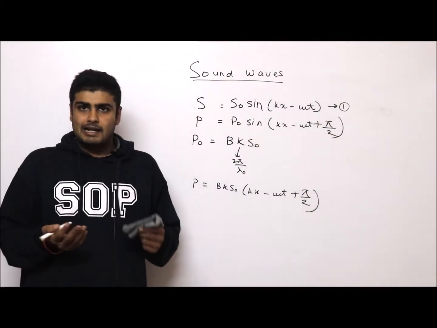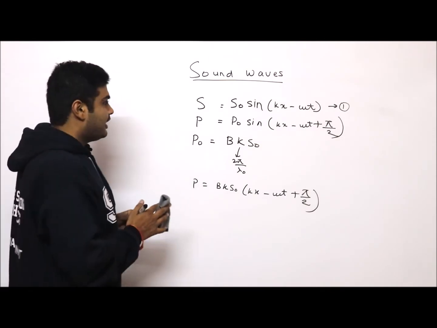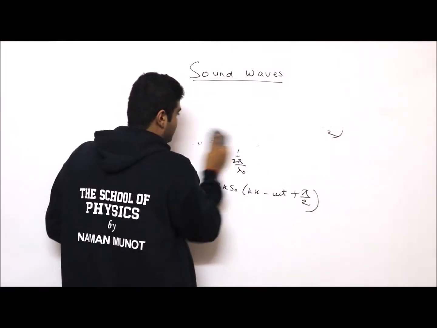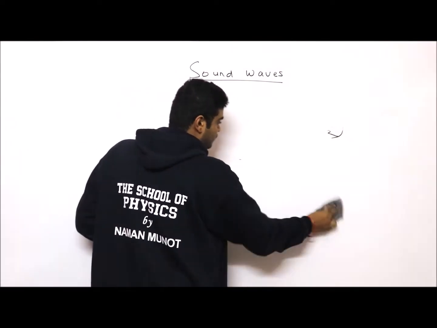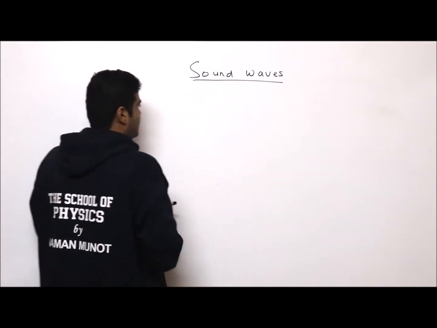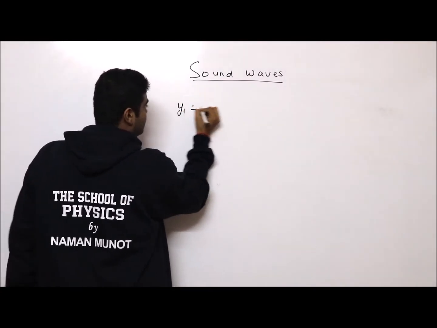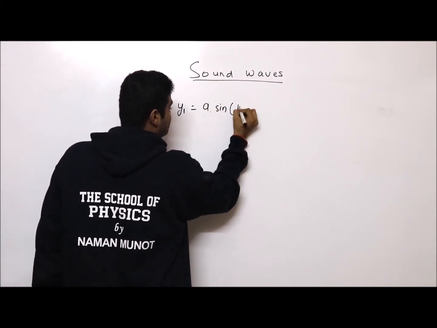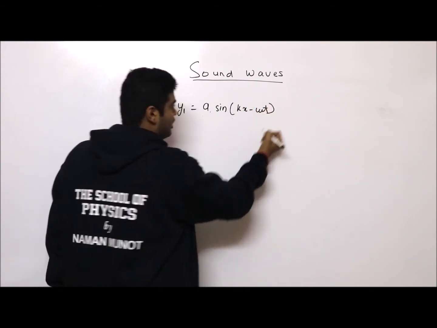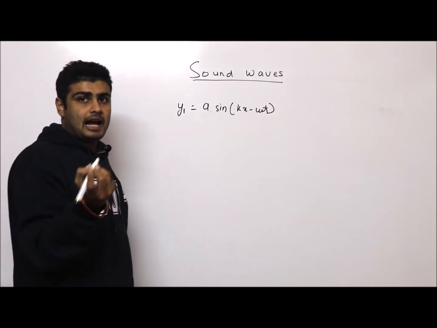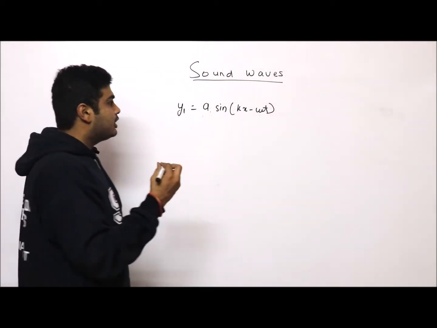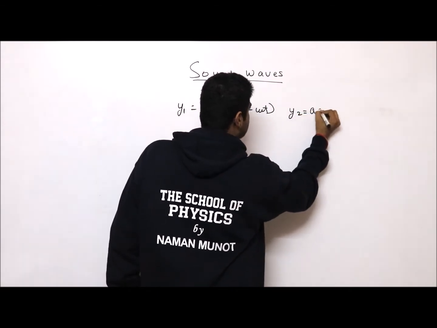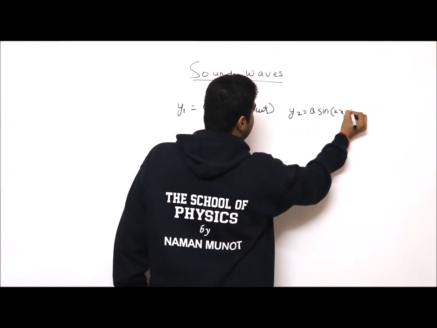We did not do standing waves in our last chapter, so I'll just give you a brief idea about what standing waves are. Suppose we have two equations. y1 equals a sine of kx minus omega t, and we have another very similar wave running in exactly the opposite direction, with the same amplitude a, same k, same omega. So y2 equals a sine of kx plus omega t, just the direction is different.